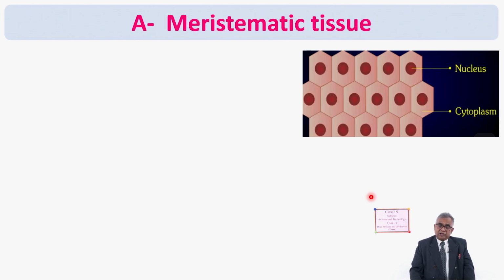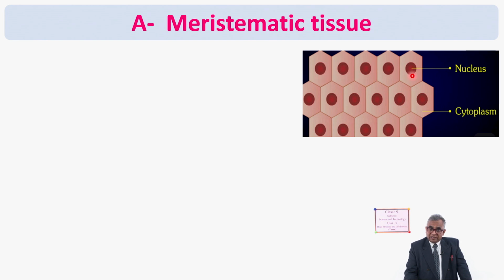Now, meristematic tissue, here the diagram is shown. Only polygonal cells are shown here, but keep in mind that they may be of any shape. Meristematic tissues are of many shapes, but they do not have any gap between them. The cells are highly packed. The cells do not have any space between them. So, intercellular space is absent.